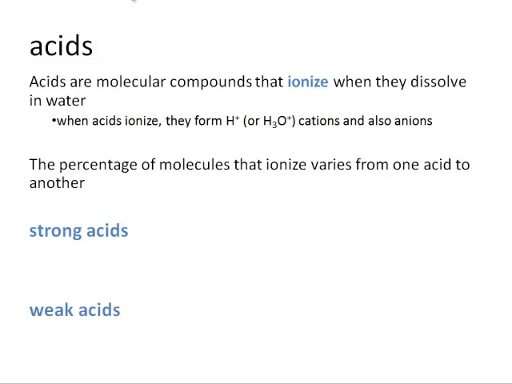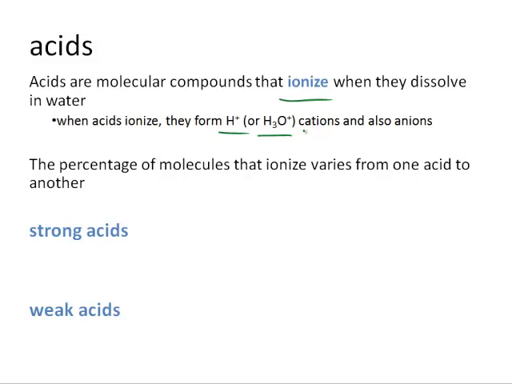When acids, the molecules that make up acids, break up in aqueous solution, we refer to them as ionizing. So when they form H plus or H3O plus ions in solution, and also the corresponding anions, we refer to that process as ionization. It's slightly different from dissociation because, of course, ionic compounds were ions previously. We're not making ions, but with acids and weak bases, they were not ions before they went into solution. Now that there are ionized species, we refer to that process as ionization.